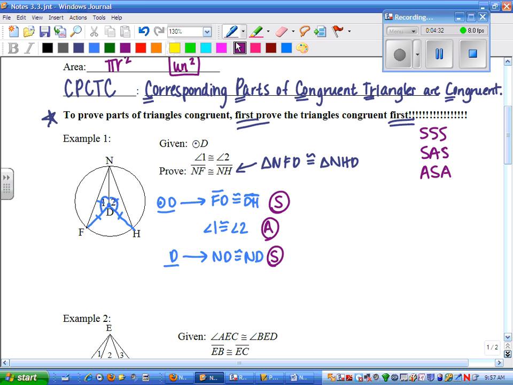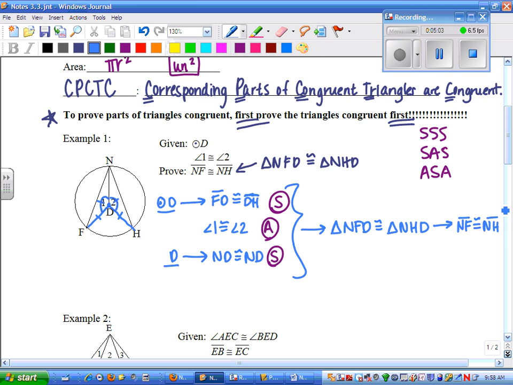Now I can go ahead and group those three things and say the triangles are congruent. Triangle NFD is congruent to triangle NHD. Remember, the order matters on your second triangle. This one not so much, but as long as this one matches, you're okay. Once I have the two triangles congruent, I can now say that corresponding parts of congruent triangles are congruent. Now I can say that NF will be congruent to NH.